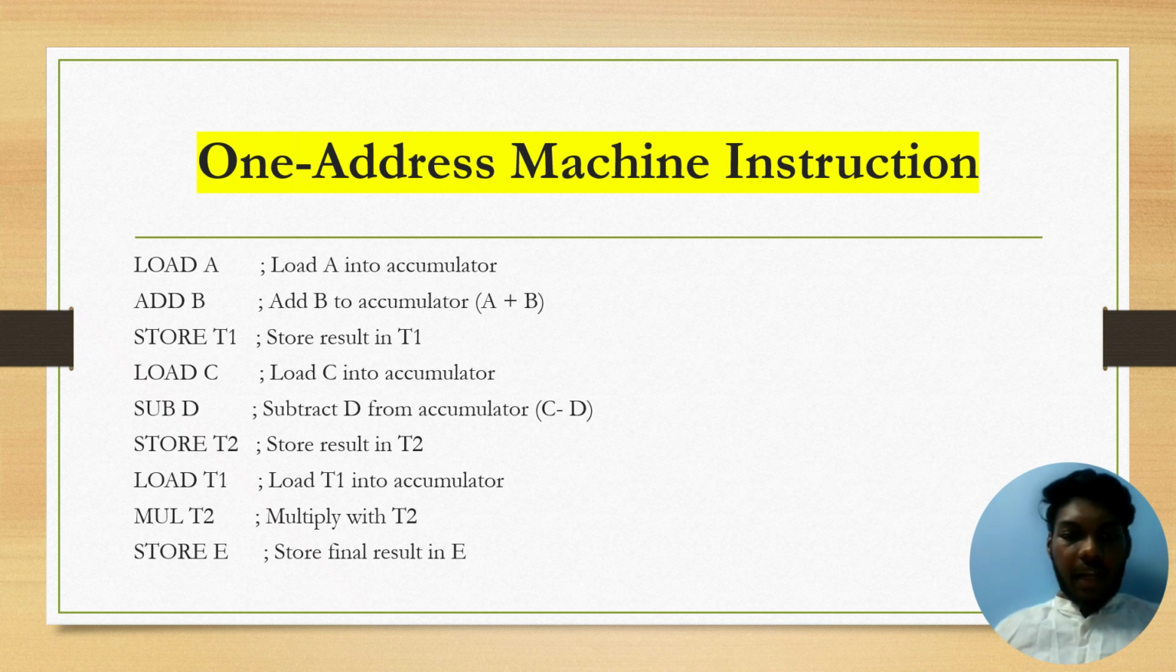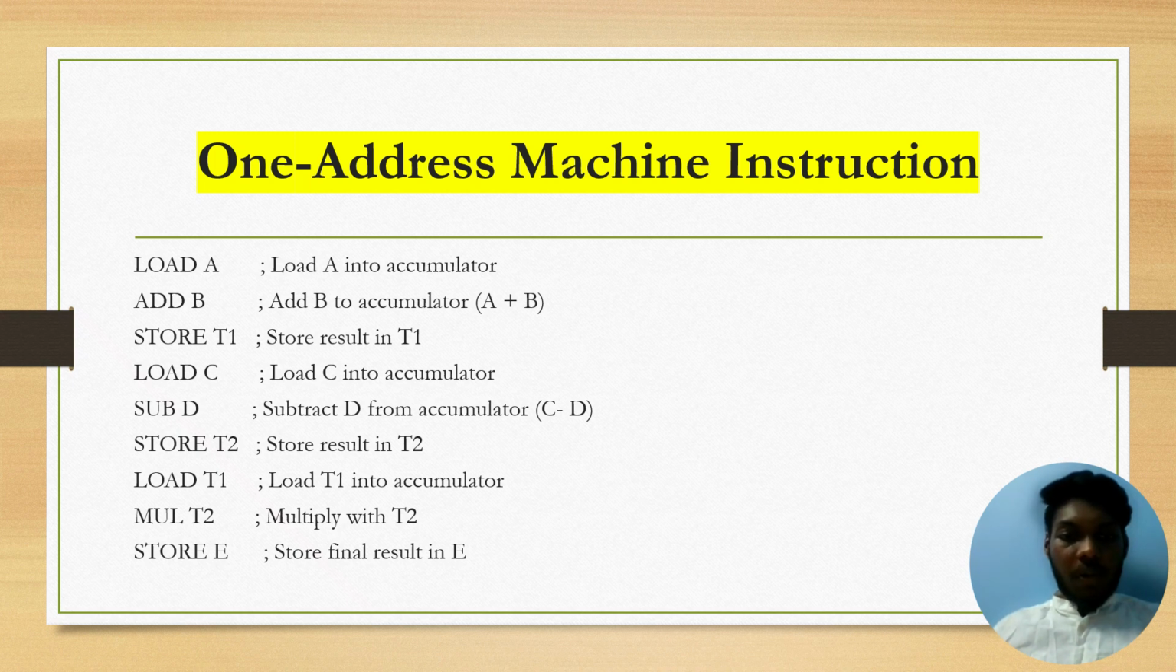Load C. Now we load C into the accumulator. Next will be sub D. From the accumulator, when we subtract D, computing C minus D. The following will be store T2. This result C minus D is stored in another temporary register T2.